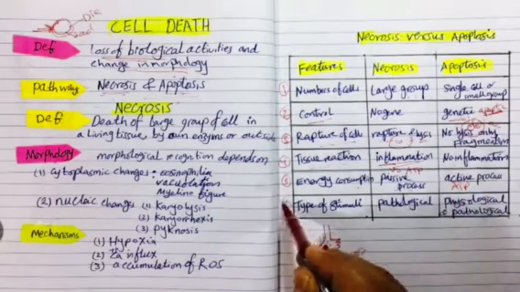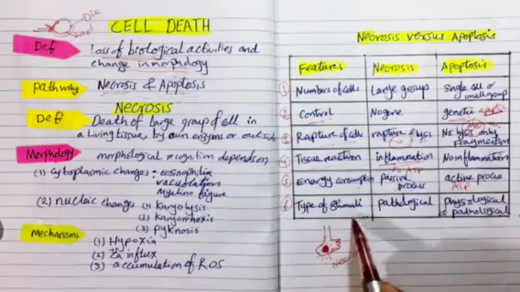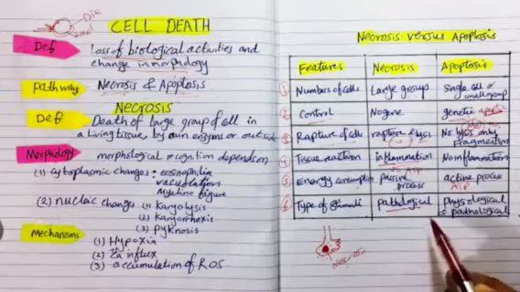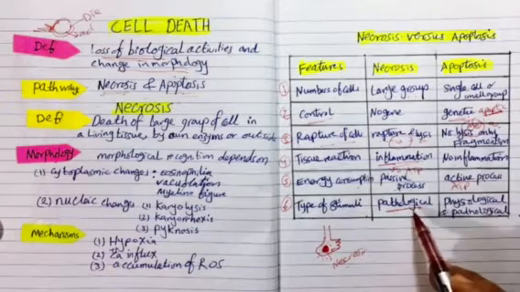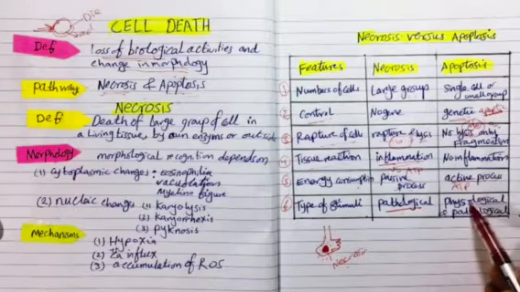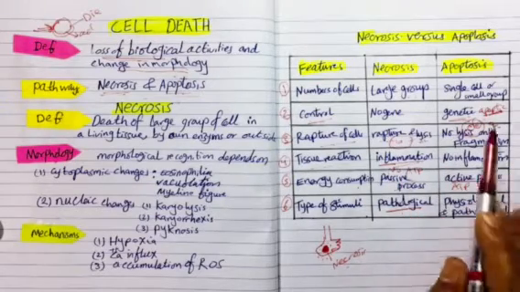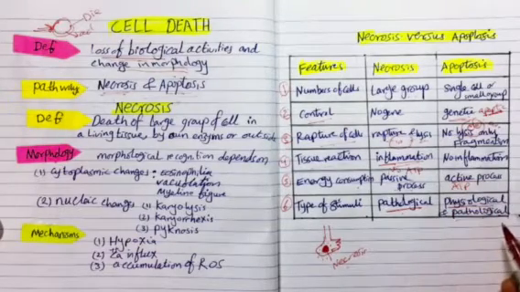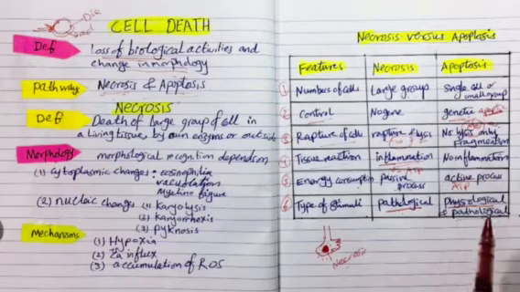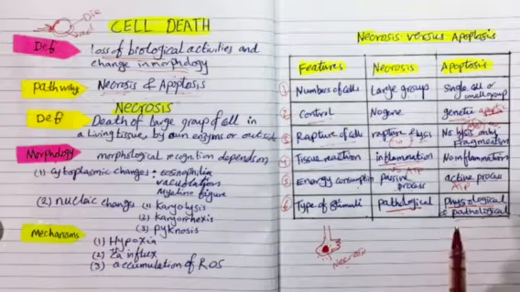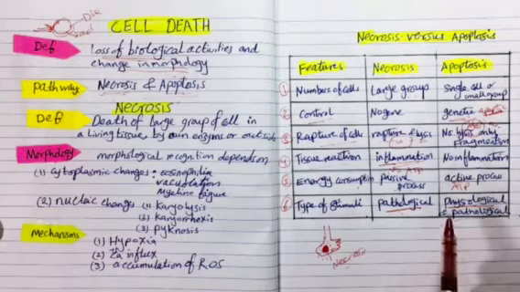The sixth and last point is type of stimuli. Necrosis is caused only by a pathological stimulus, while apoptosis can be caused by a physiological or pathological stimulus. This is a very important table which differentiates between necrosis and apoptosis, and you have to learn it by heart.